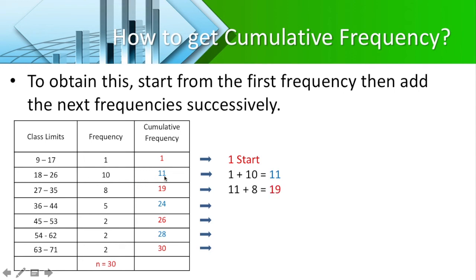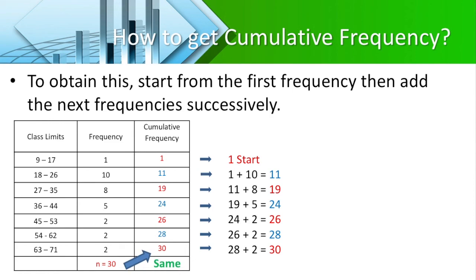Next, 11 plus 8 equals 19. Next, 19 plus 5 equals 24. 24 plus 2 equals 26. 26 plus 2 equals 28. And lastly, 28 plus 2 equals 30. And don't forget that the total sample or total frequency must be equal to the last cumulative frequency.